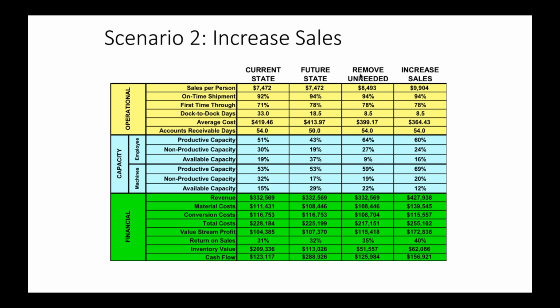In this case, sales and marketing comes back with a revised demand forecast where you can see the monthly sales goes from $332,000 to almost $428,000. Our material cost goes up because it's variable. Our conversion costs remain the same because we have the available capacity, and now we make $172,836 rather than $104,000. So increasing demand or increasing sales is much more profitable than just removing the capacity.